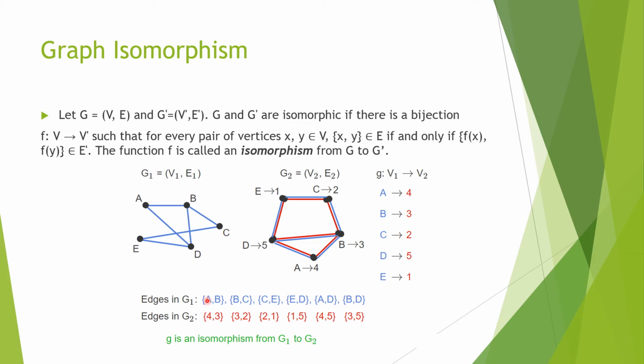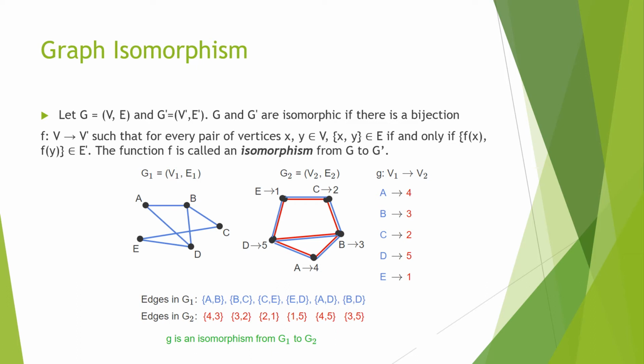the image of A and B in graph G2 are neighbors, in the same way that A and B are neighbors in G1. So A and B are neighbors in G1, and their images, which are 4 and 3, are also neighbors in G2 in the red graph. In the same way, B and C are neighbors in G1, and their images 3 and 2 are neighbors in G2. Same for C and E, E and D, A and D, and B and D.